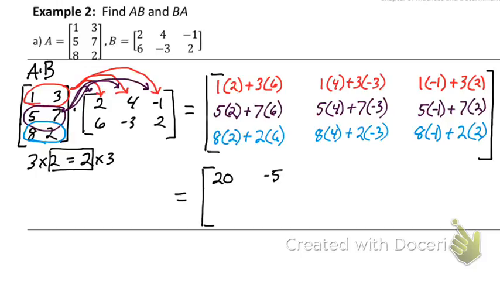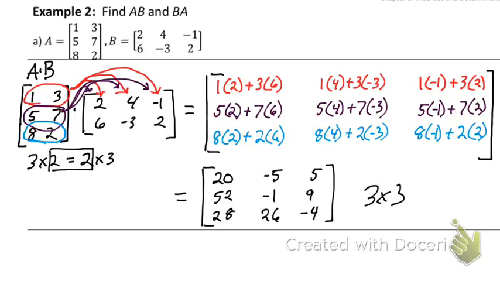So I got 20, -5, 5, 52, -1, 9, 28, 26, -4. Yeah, 8 times -1 is -8, yeah, that should be -4. And that is, in fact, a 3 by 3 matrix, which is what it was supposed to be.